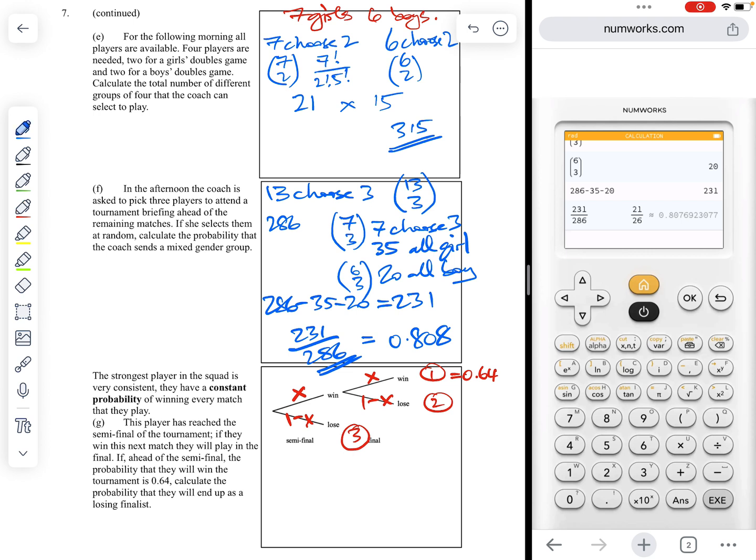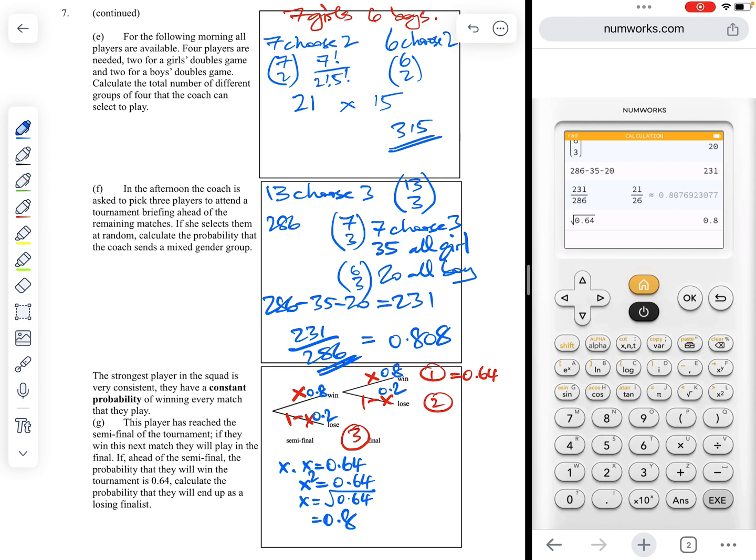So we know that to win pathway 1 is 0.64, so this is 0.64. So we have x times x is 0.64. We have x squared is 0.64. So x is the square root of 0.64. We get 0.8. So we now know this is 0.8 to win, which would be 0.2, 0.8, 0.2.